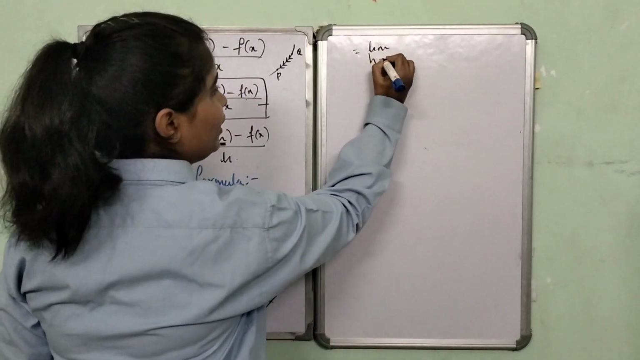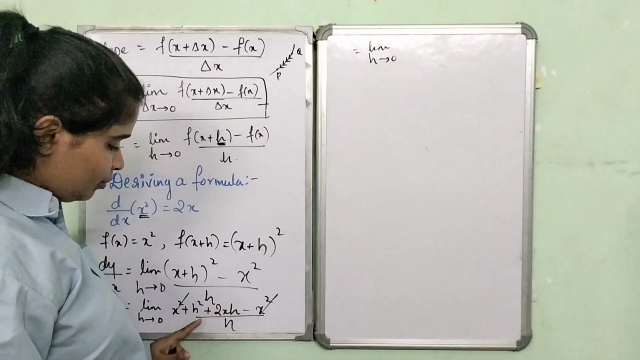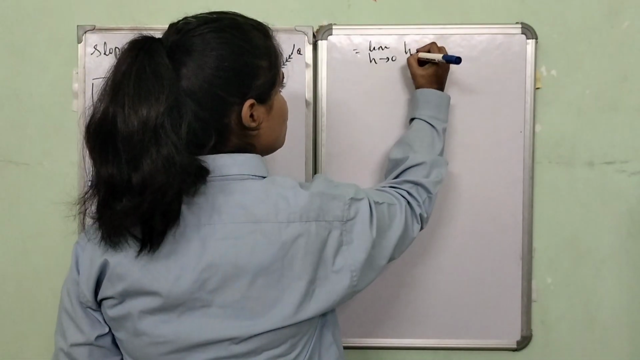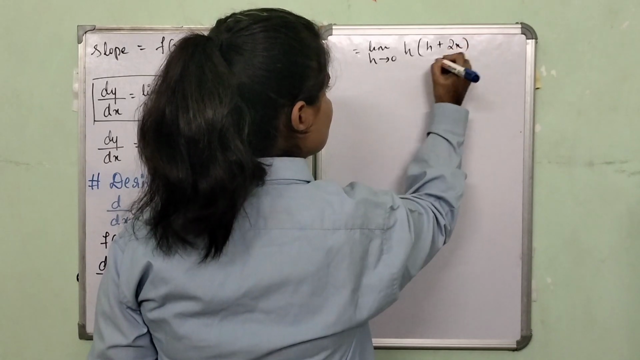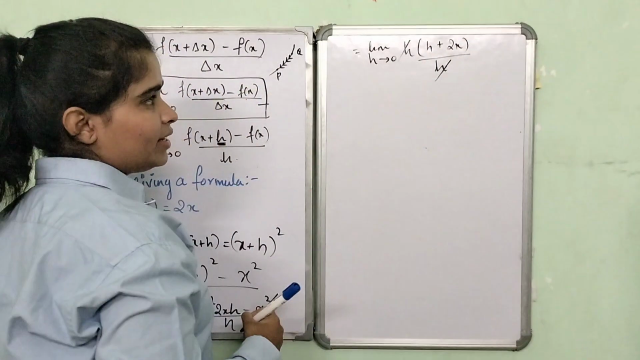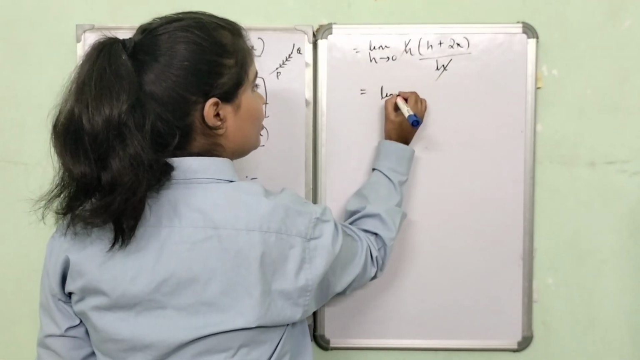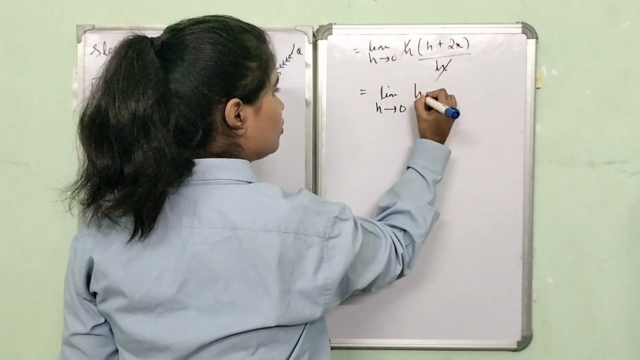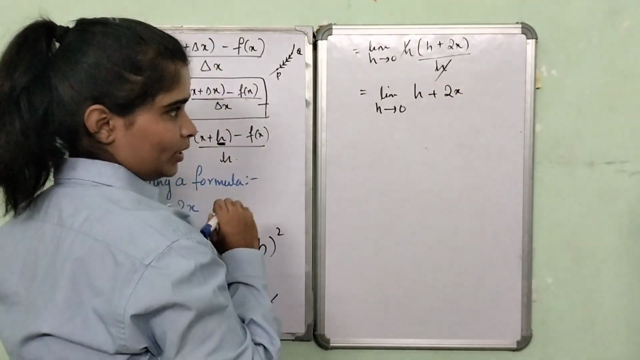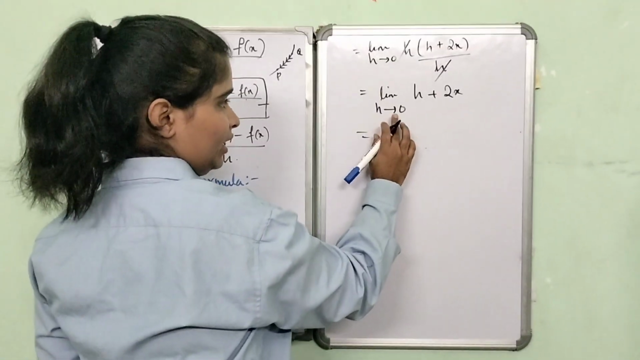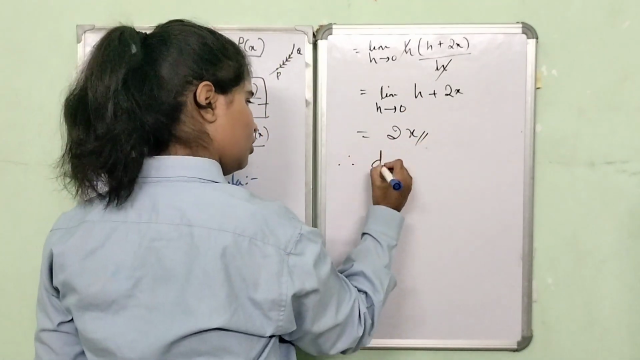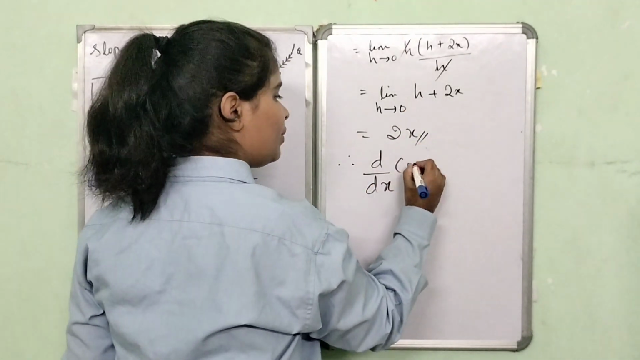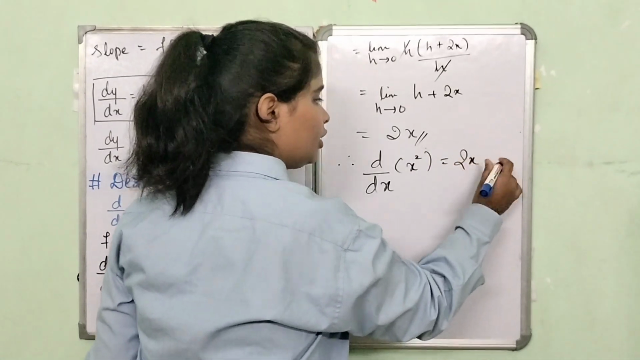We will be having the limit as h tends to 0. In both of these, h is common, right? So, let's take h common. We will be left with h plus 2x divided by h. Here h and h get cancelled. We will be left with the limit as h tends to 0 of h plus 2x. Now we will apply this limit. If I tend this h towards 0, I will be left with 2x. Therefore, the differentiation d by dx of x square is 2x.